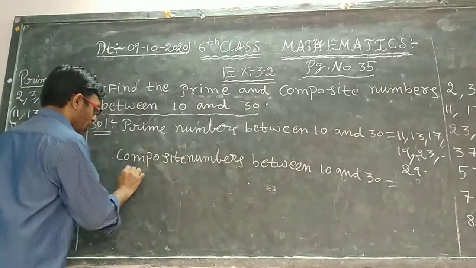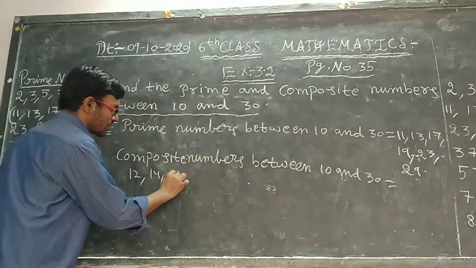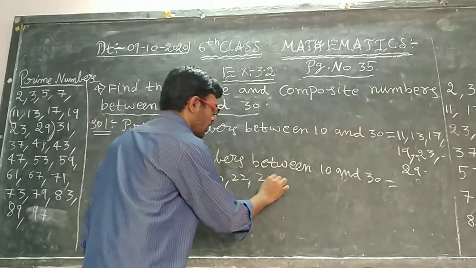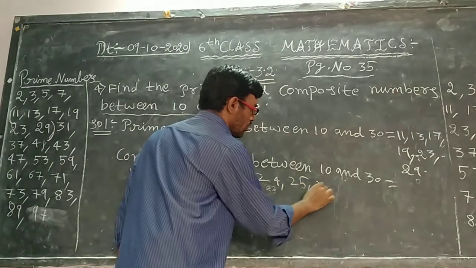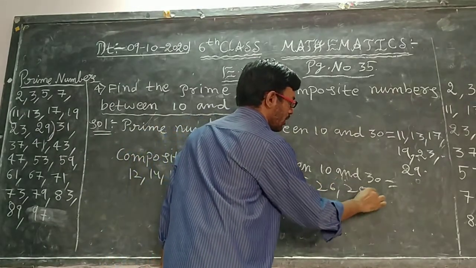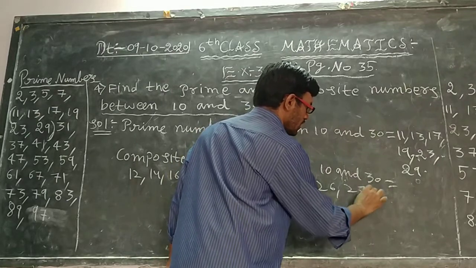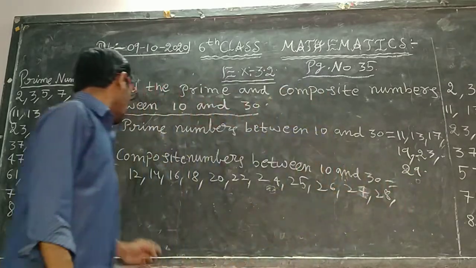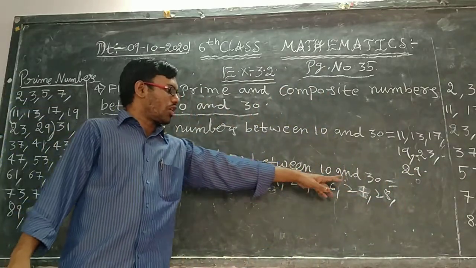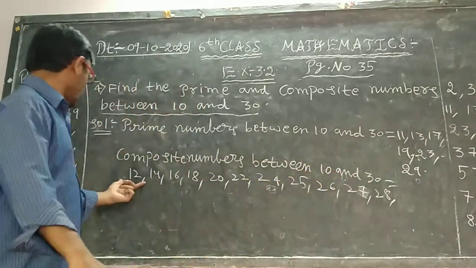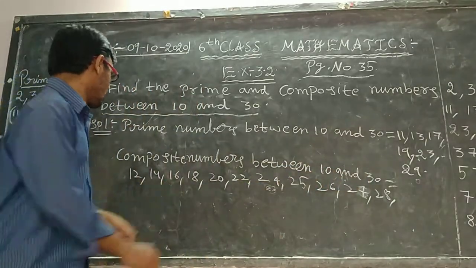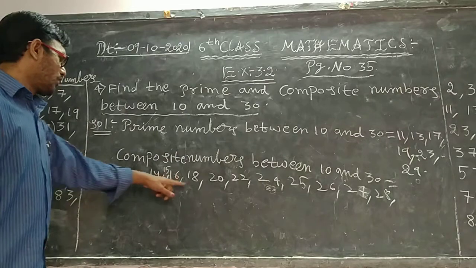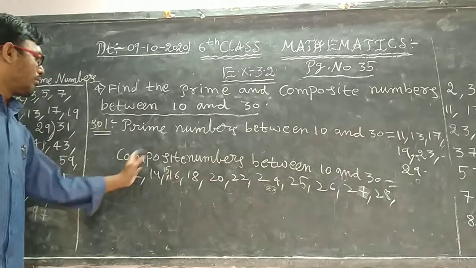I think you will be writing: 12, 14, 16, 18, 20, 22, 24, 25, 26, 27, 28, and after 29 is 30. So 30 only. In between 10 and 30 you are not supposed to include the endpoints. So 15 also will be there. 12, 14, 15, 16. These numbers are the composite numbers between 10 and 30.